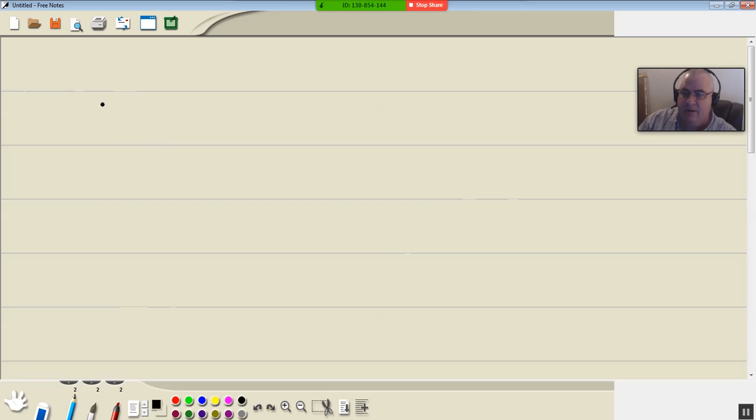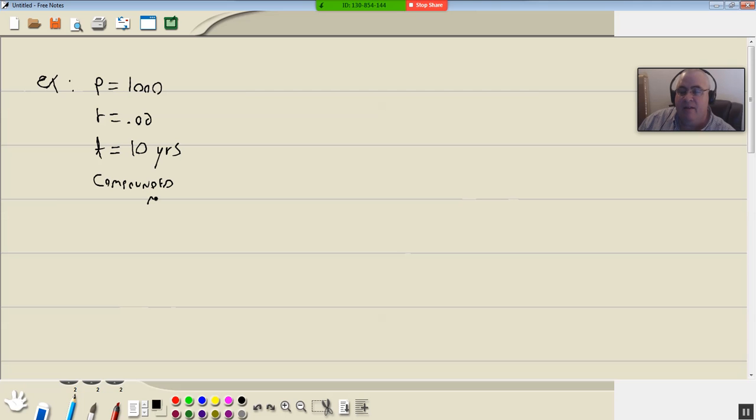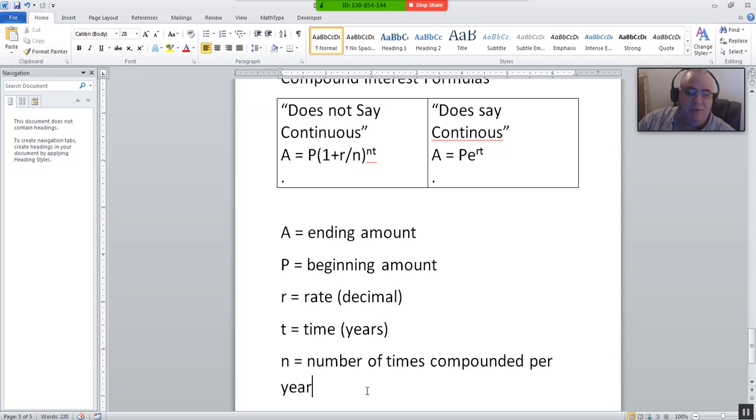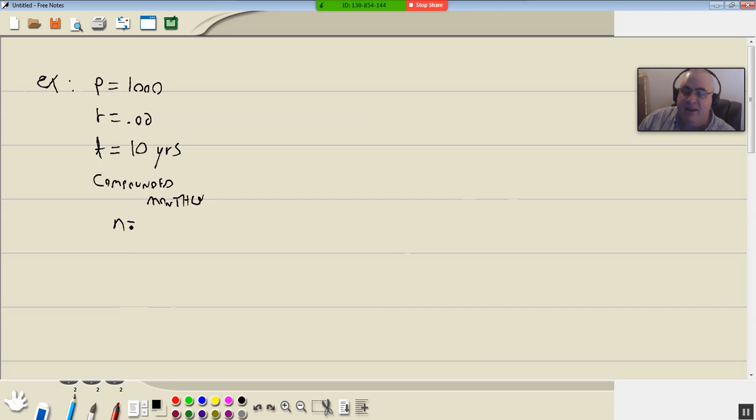So let's say that we have $1,000 we put into the bank. We're going to do it at 2% interest. We're going to leave it in there for 10 years. And it's compounded monthly. So it doesn't say anything about continuous. Well, when it says compounded monthly, that tells us what n is going to be, because n is the number of times compounded per year. So if it says monthly, then n would be 12.